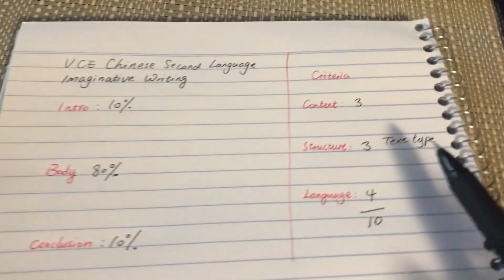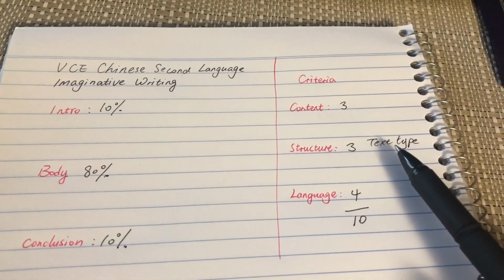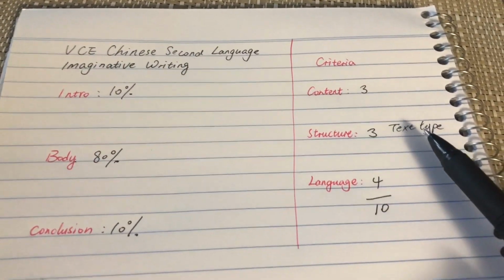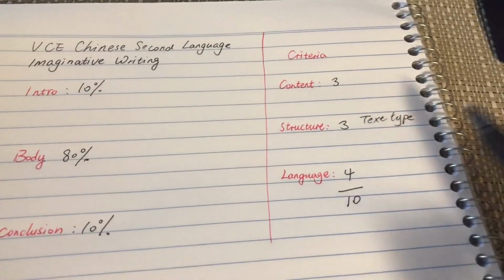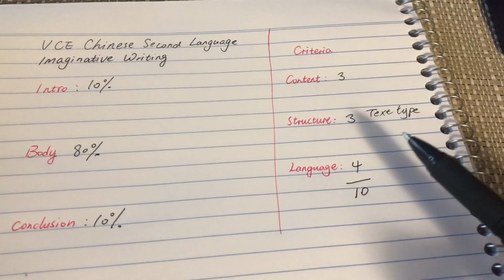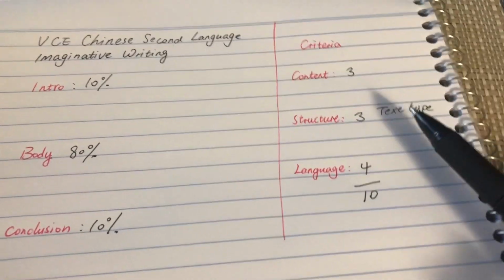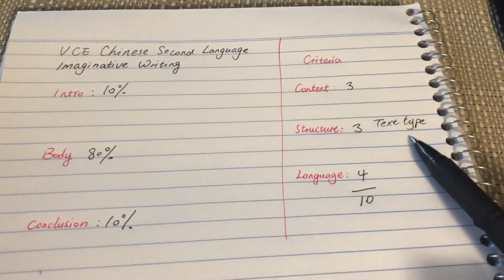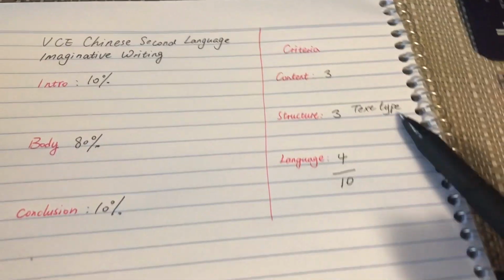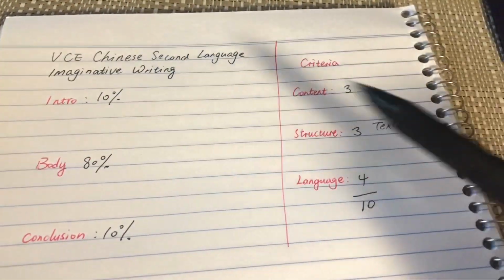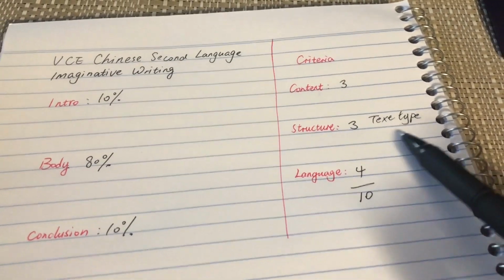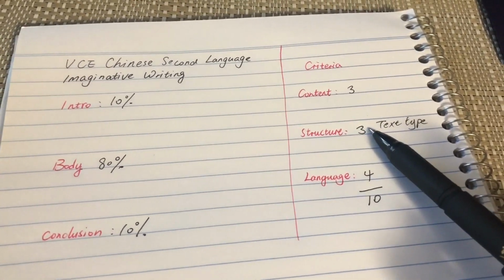Normally, it will tell you what text type you're required to write in the question, saying a letter, a diary entry, a speech, or a magazine article. So you have to be careful and read your question very carefully. Make sure you put in the right text type when you write the story. You can also call this format, so that's part of the structure.